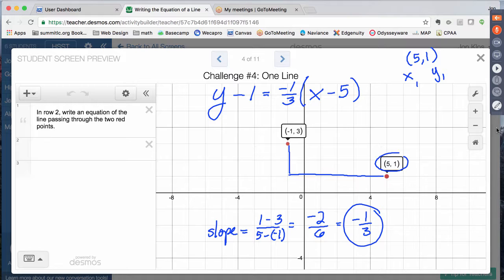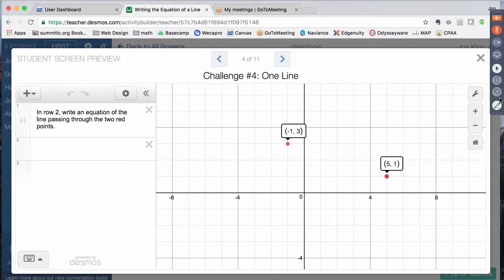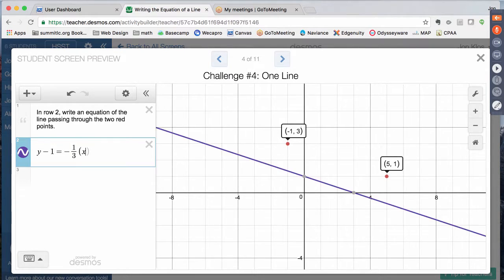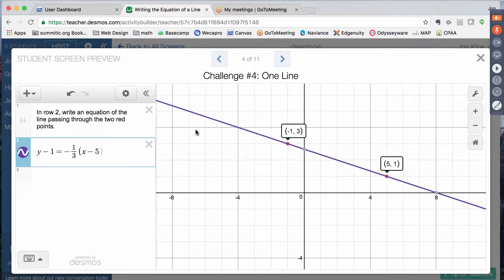All right, let's clear the screen. And let's put this into our Desmos calculator. Y minus 1 equals -1 divided by 3 times x minus 5. Oh, look at that. It's a line that goes right to my points.